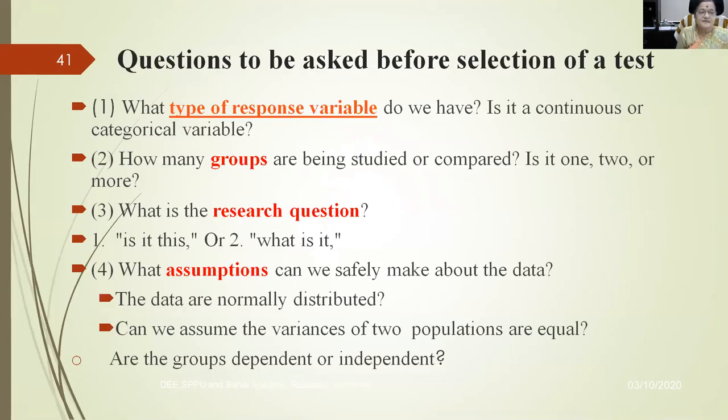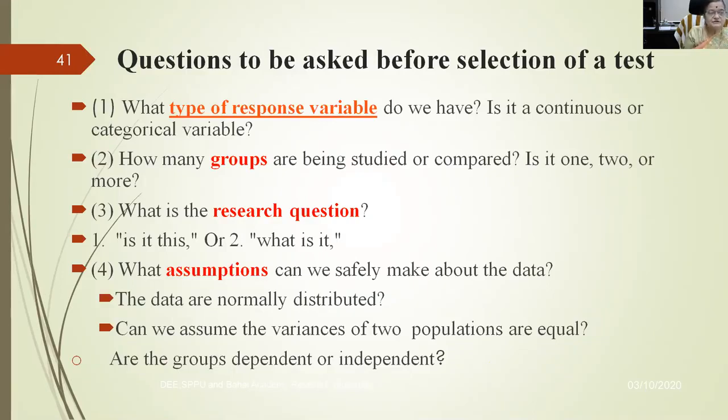Friends, it means that we are required to ask questions before selection of a test for our data analysis. Which are the questions to be asked? First one is, what type of response variable do we have? Whether it is a continuous or categorical variable. Very important question. If you get the answer to this question, then go for the next question. How many groups are being studied or compared? Very important. And before the number of groups, in the response variable description, the scale of measurement as well as whether it is discrete or continuous.